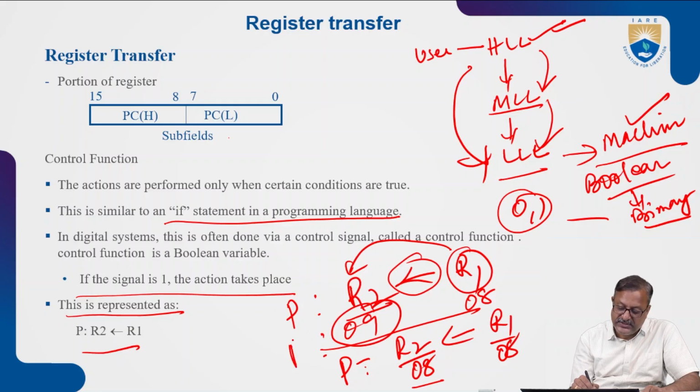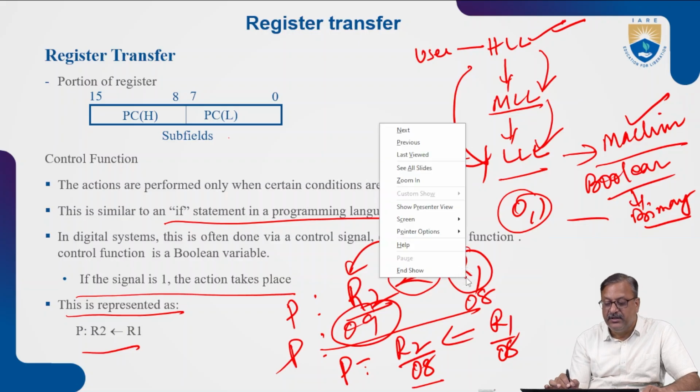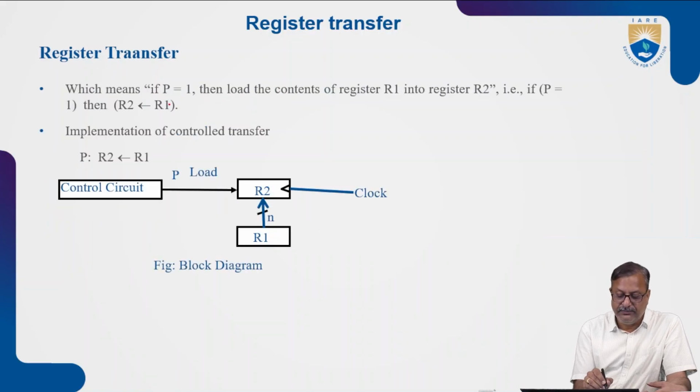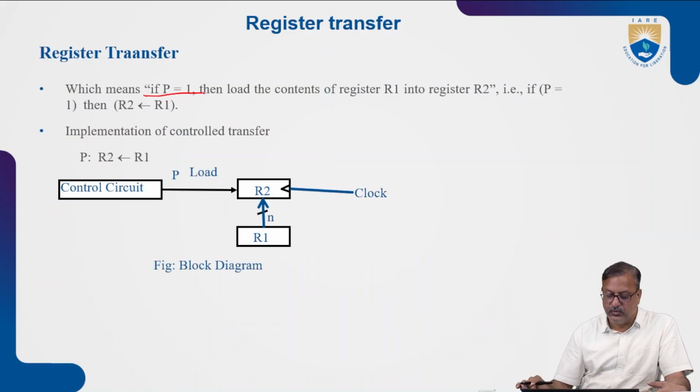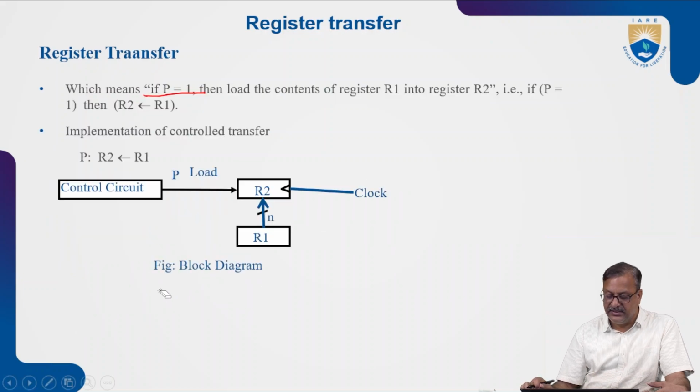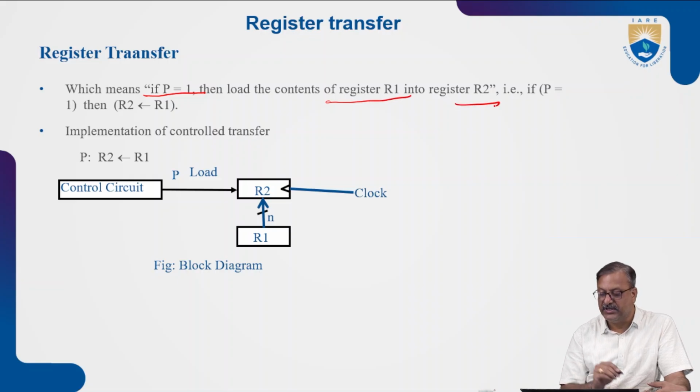This operation process, this representation process, we call it define. That means we are performing the reflecting operation from right to left. That is going to be the same continuation here, R1 comma R2. This is clear. If P is equal to 1, if the signal is 1, then the action takes place. Then it is showing, if P is equal to 1, load the contents of the register R1 into register R2.